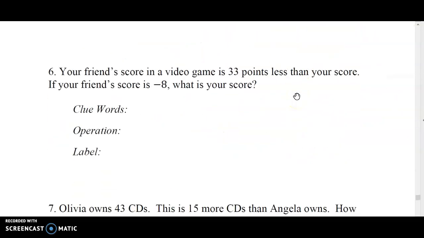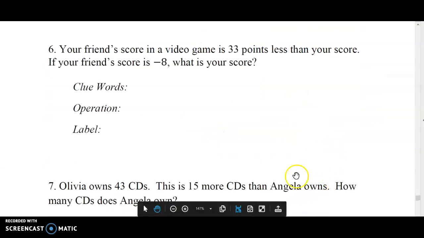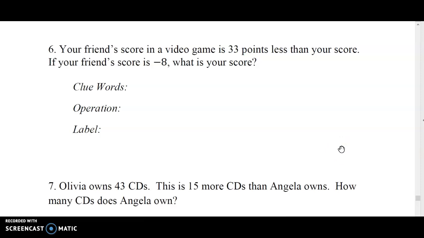So let's take a look at this last one. We'll just do this one. Your friend's score in a video game is 33 points less than your score. If your friend's score is -8, what is your score? Step one, write your let statement. Let X equal whatever you're trying to figure out. Trying to figure out your score. So let X equal your score.